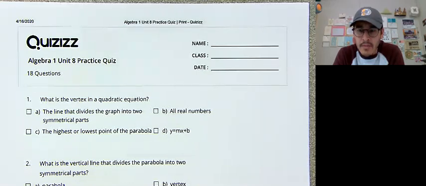So you have a quiz that you're going to take on quizzes, and then what we're going to go through here is the practice quiz, which you can also take on quizzes, but you should also have either digital or paper copies of these quiz questions in your teacher packets.